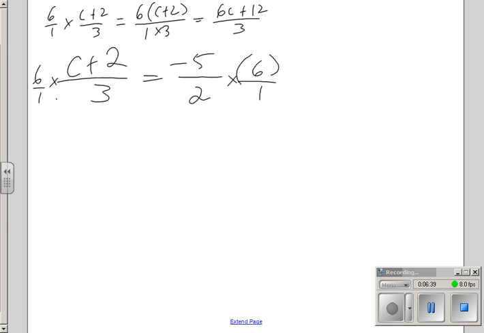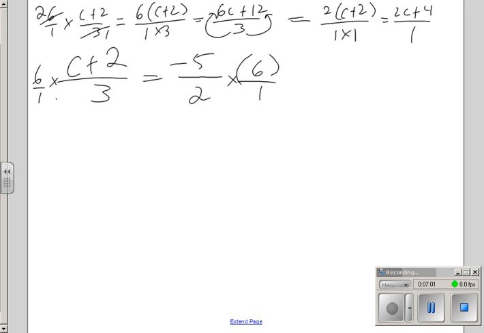That's my answer. And I could reduce that. But if I look back here, I could have cross-reduced it to get 2 over 1. And I'll just do it over here. What I end up with is 2 times c plus 2 over 1 times 1, or 2c plus 4 over 1. And that's actually what this is going to reduce down to, because I'm going to divide both terms of the binomial in my numerator by 3. 6c divided by 3 is 2c. 12 divided by 3 is 4. So we get the same answer either way. So 6 over 1 times c plus 2 over 3 works out to be 2c plus 4 over 1.